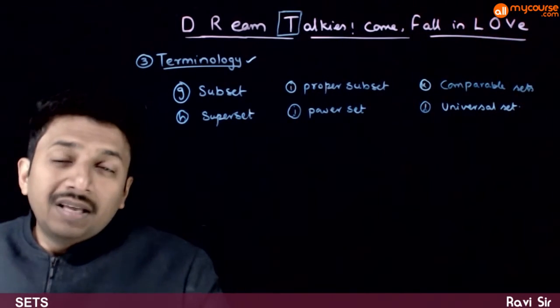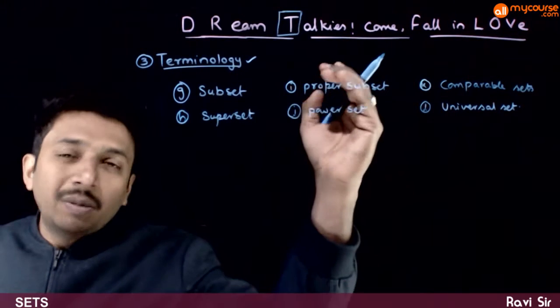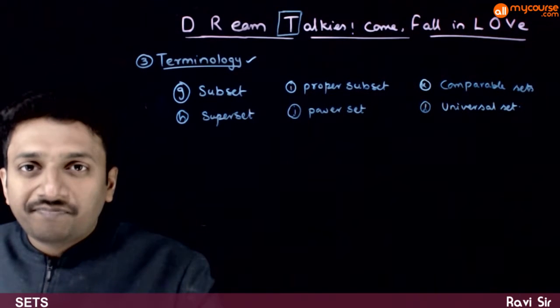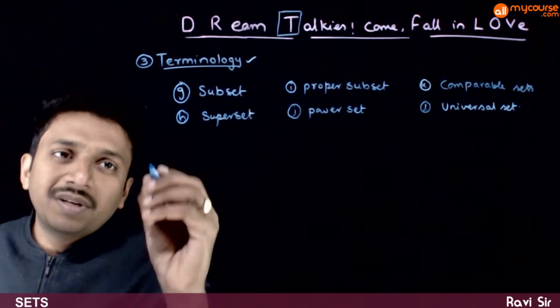Now let's go to the next set of terms: subset, superset, proper subset, power set, comparable sets, and universal set. Again, you have 6 terms. So let us see each of them.